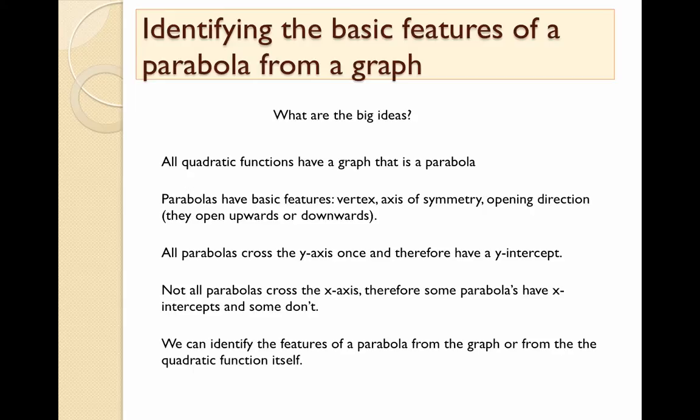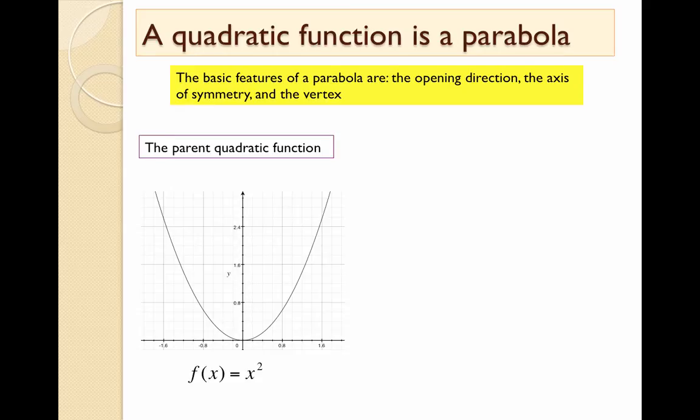We're going to concentrate just on identifying the three basic features: the vertex, the axis of symmetry, and the opening direction from the graph itself. Here's a graph of the very basic quadratic function f of x is equal to x squared. So you can't get any simpler than that. Let's look at these three features on the parent graph. First of all, we have a vertex, which is where that curve turns around. And for our parent quadratic function, f of x is equal to x squared, our vertex is at (0, 0).